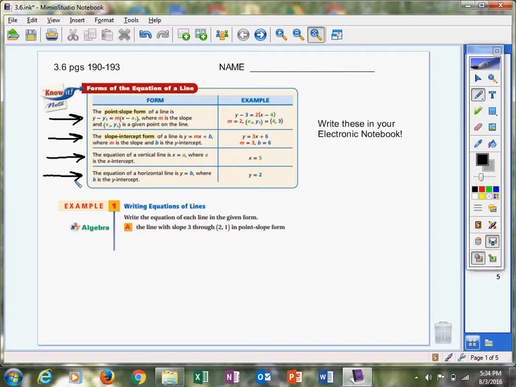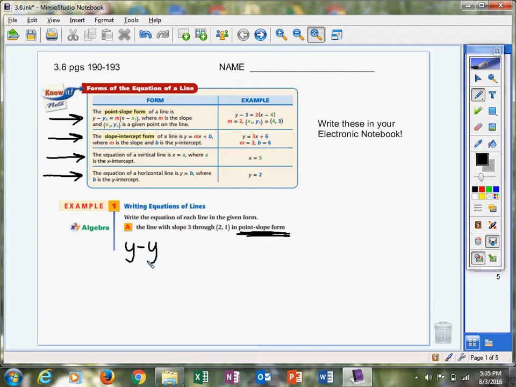And what they're going to challenge us to do in example 1 is write equations of lines. So some of you didn't like this last year. We're doing it again. So sorry. We got to review this and get good at it again. So here's the information we have in letter A. We need to write a line with slope 3 going through point (2, 1), and we want to write it in point slope form.